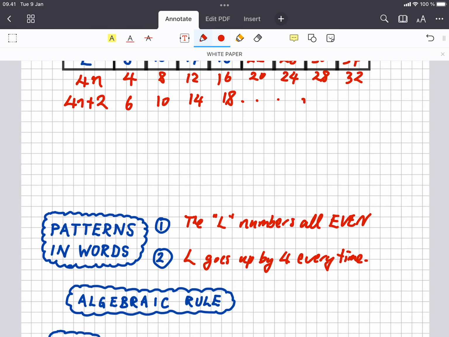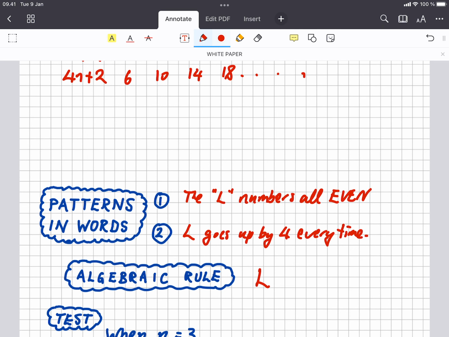So algebraic rule, you've got to write it out in full. L equals 4n plus 2.